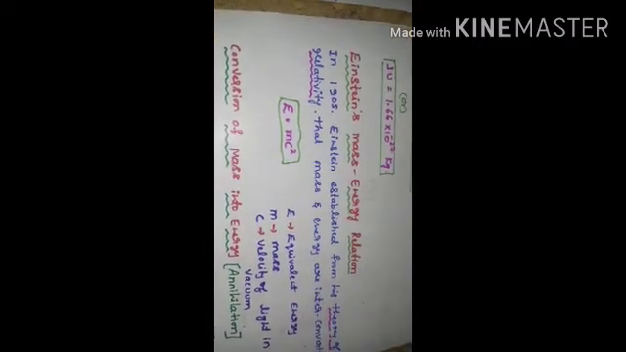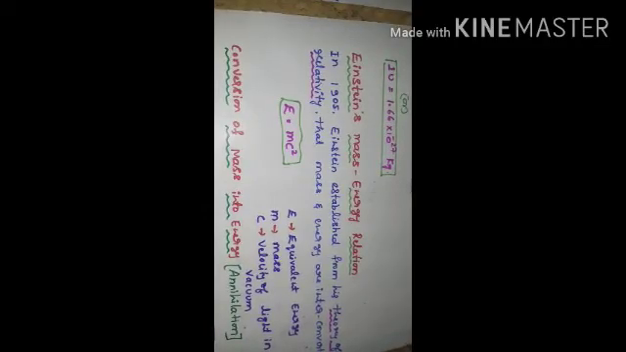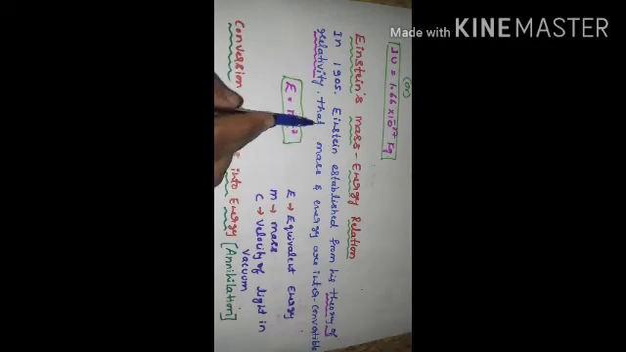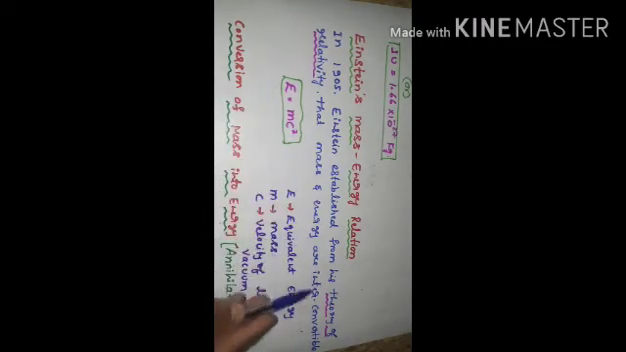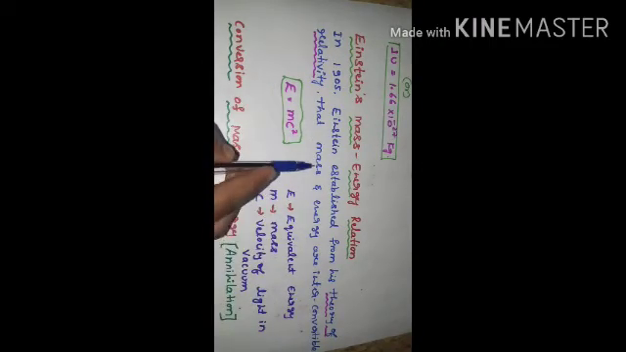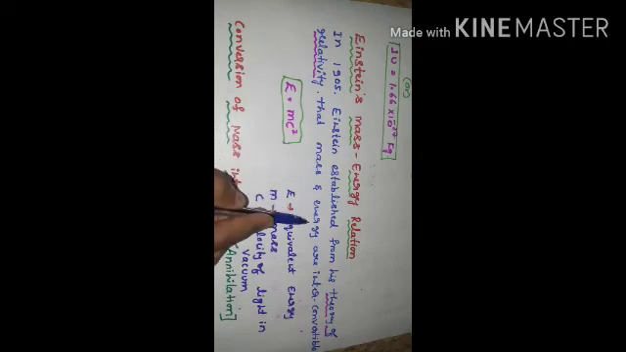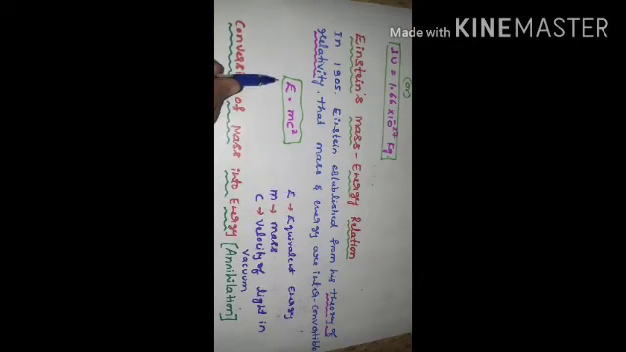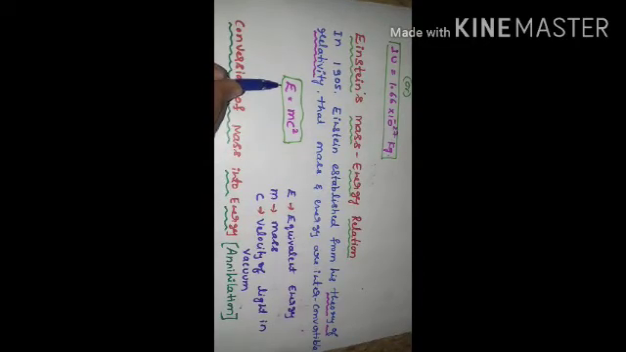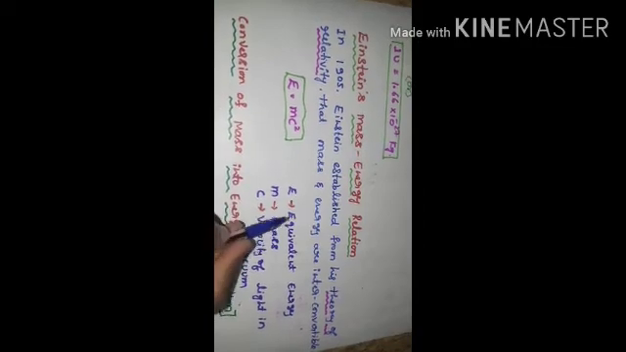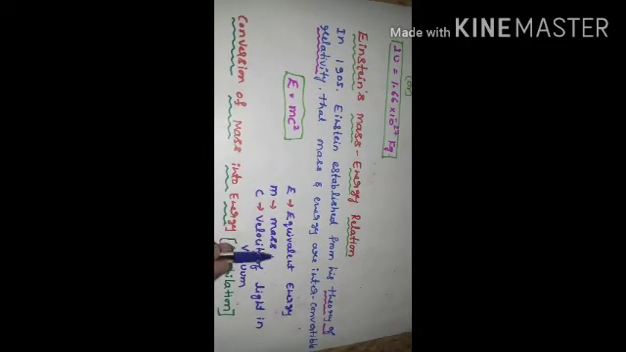Now, coming to Einstein's mass energy relation. In 1905, Einstein established a theory called the theory of relativity. He got the Nobel Prize for it. What is the theory of relativity? It tells that mass and energy are interconvertible, meaning we can convert mass into energy and energy into mass. Einstein's mass energy relation is E equals mc square, where E is called the equivalent energy, m is the mass, c is the velocity of light in vacuum.